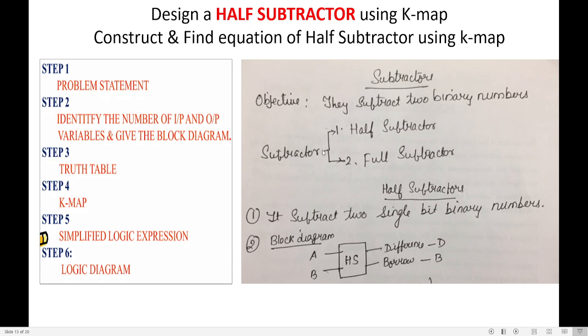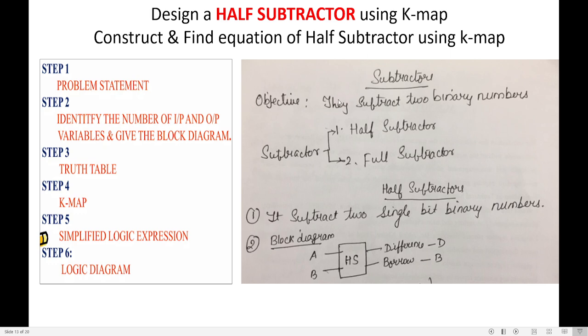So now you could understand what is half subtractor. Half subtractor is used to subtract two single bit numbers, A minus B or X minus Y. Whereas full subtractor is used to subtract three numbers, A minus B minus C or X minus Y minus Z. Now let us see how to design a half subtractor. Before getting into it, let us see how you get the questions: design a half subtractor using K-map, or construct and find the equation for half subtractor using K-map.